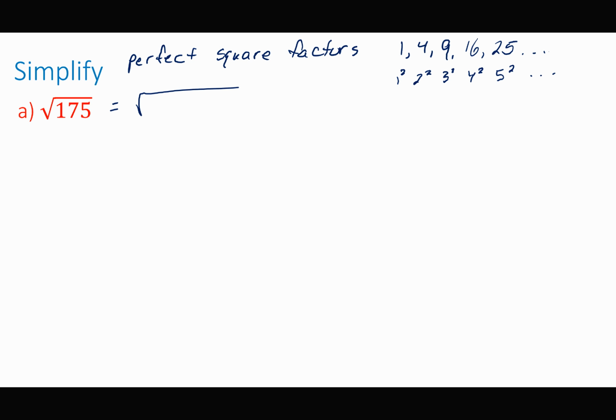Maddie, what do you think? 25? 25 times what is 175? 7. Okay? So my radical properties say that I can break this up, and I can say the square root of 25 times 7 is the same as the square root of 175. What I can also do is rewrite this as two separate radicals, so the square root of 25 times the square root of 7. The reason I do that is because now I can take the square root of 25. The square root of 7 stays. So the square root of 175 simplified is 5 root 7.